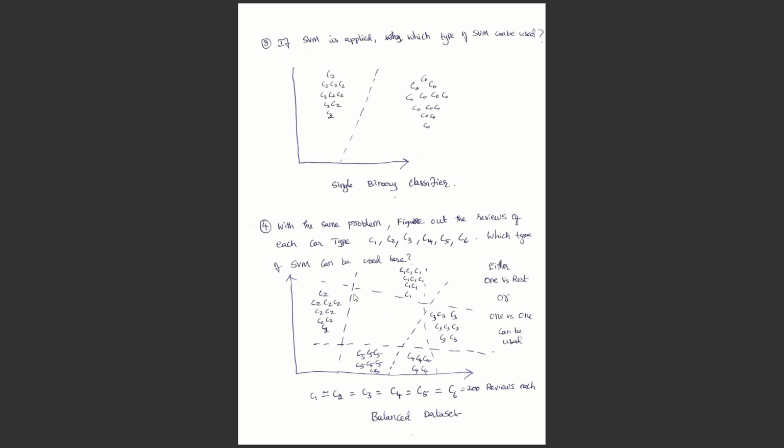In this case, you can see this is 1 versus rest, and 1 versus 1 is C2 against C5, C2 against C1, C1 against C3, etc. So these are the two different approaches we can use. Of course, for the data set type used for this question, the answer is clearly a balanced data set because each of the car reviews C1, C2, C3, C4 will have an equal number of 200 reviews.